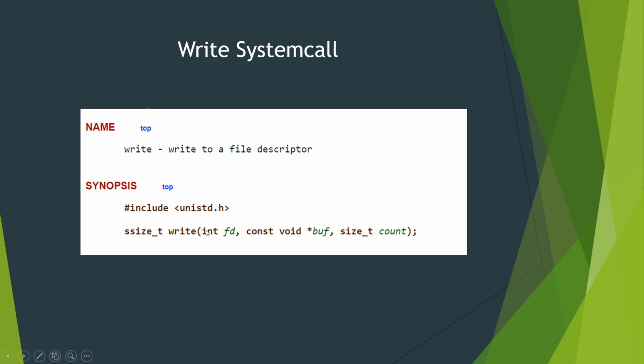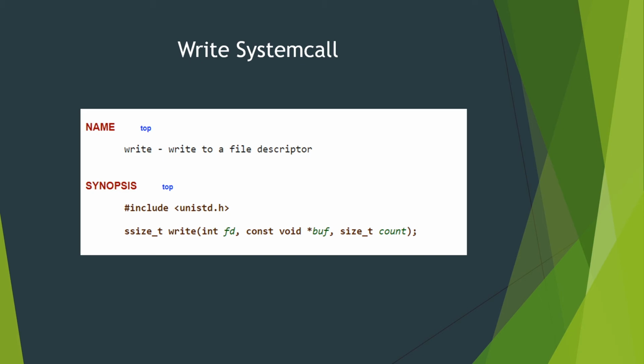Okay guys, now the first argument we are going to pass to the write function is the file descriptor. This file descriptor may be a file or a normal descriptor like standard input, standard output, or standard error. For standard input it is 0, for standard output it is 1, and for standard error it is 2.